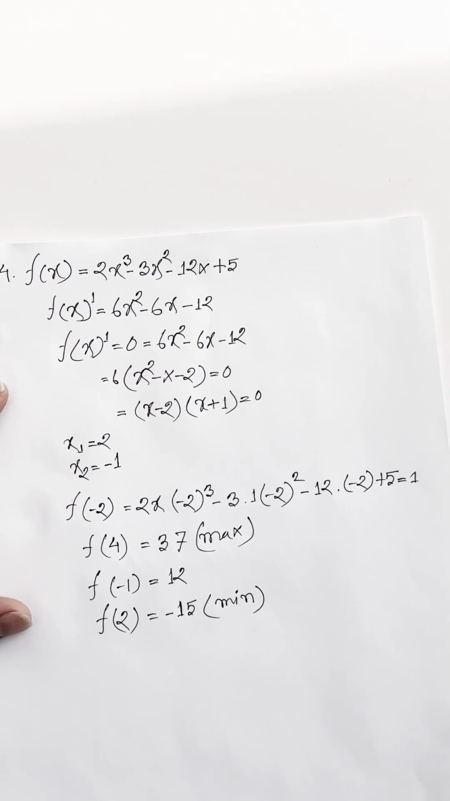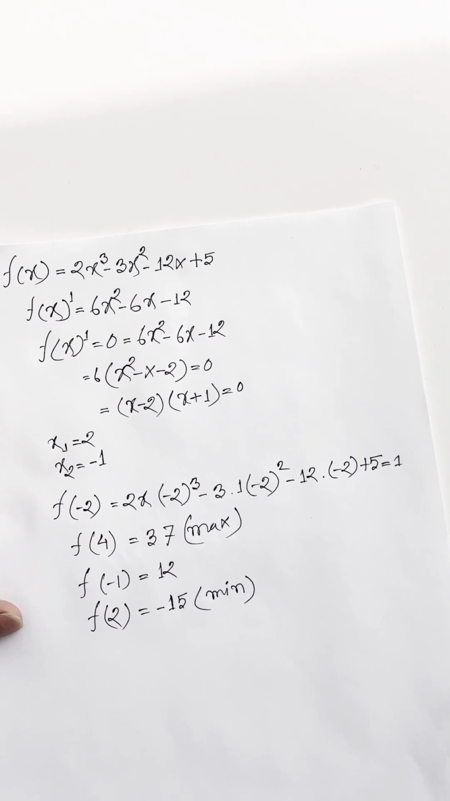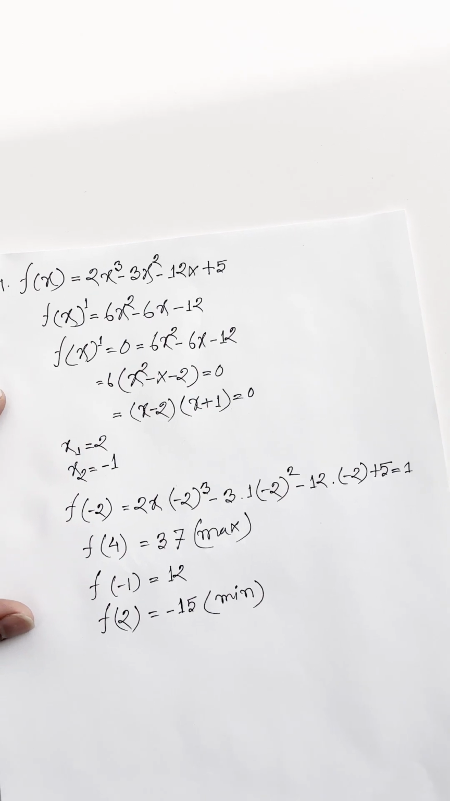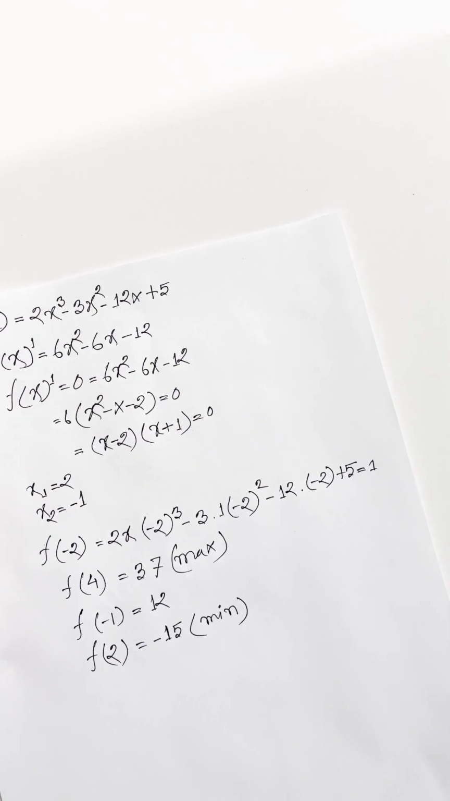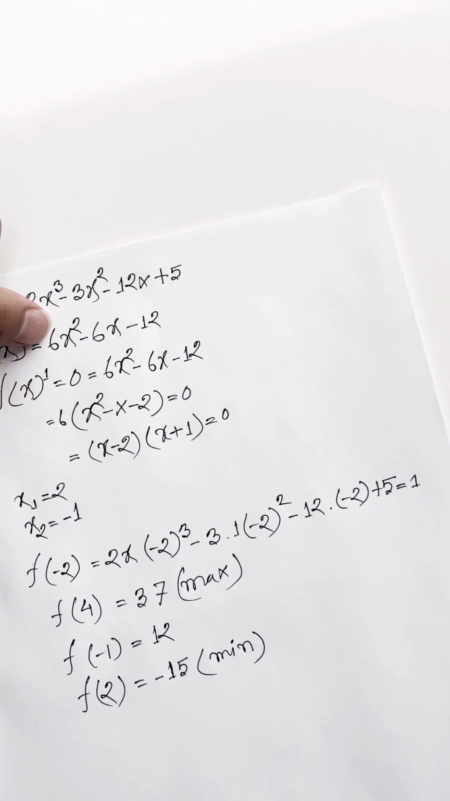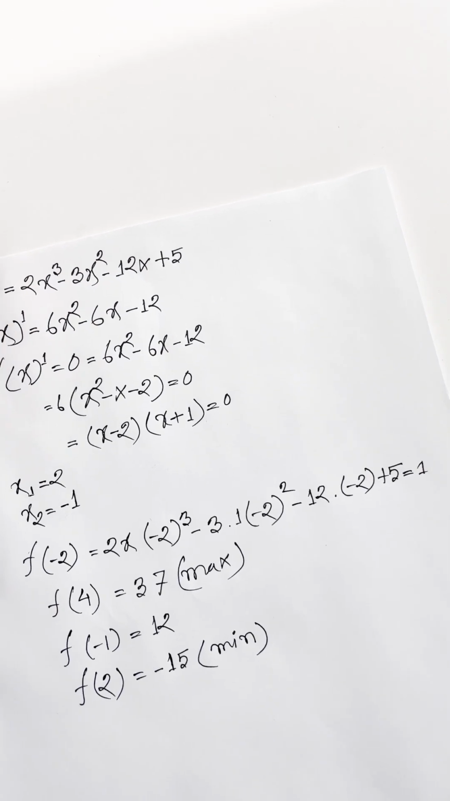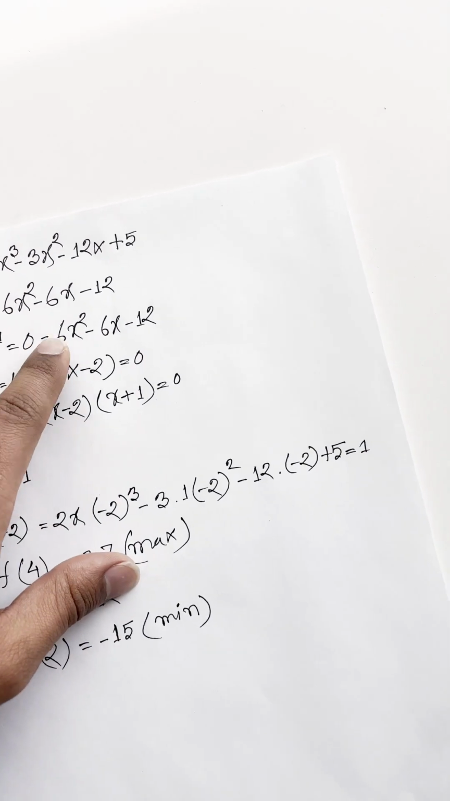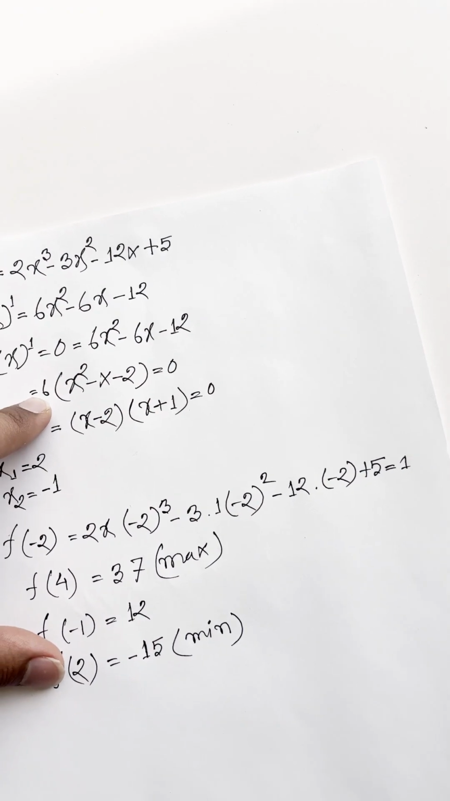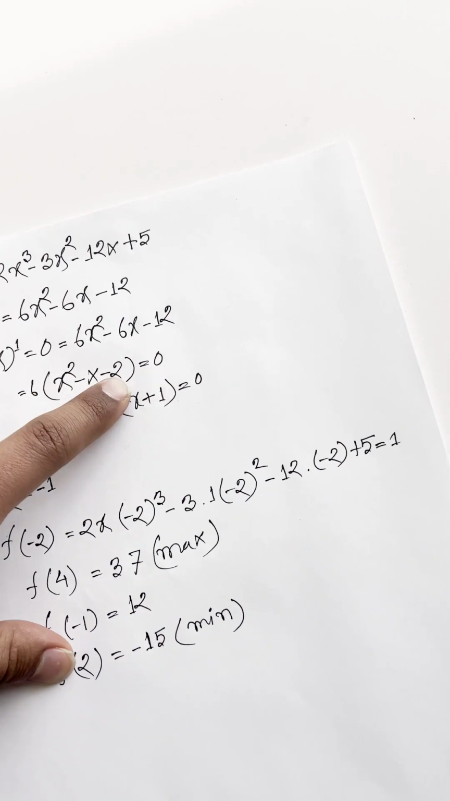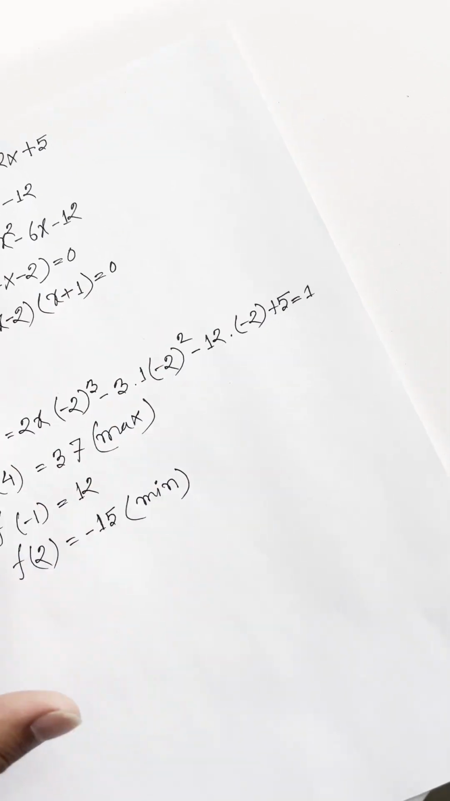Now I'm going to explain number 4. It's f(x) = 2x³ − 3x² − 12x + 5, and f'(x) equals, I just take common with this, and I get this equation, and then f'(x) is equal to 0. From this line I take common 6, and I get this, which is equal to 0, and x − 2 is equal to 0.